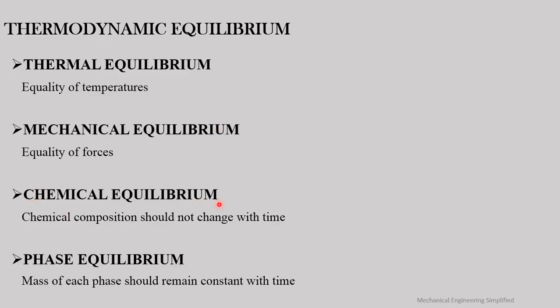Then we have chemical equilibrium. What is it? The chemical composition of the system should not change with time. That means within the system, chemical reactions should not take place. If that condition is satisfied, we say that the system is under chemical equilibrium. Then what is phase equilibrium? The mass of each phase should remain constant with time. That means if a system comprises more than one phase, then the mass of each phase should not change with time. If this condition is satisfied, we say that the system is under phase equilibrium.